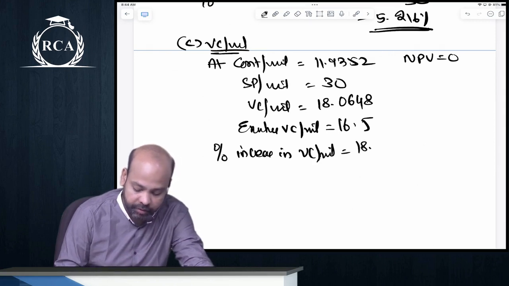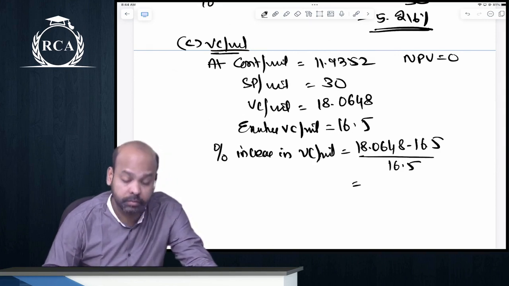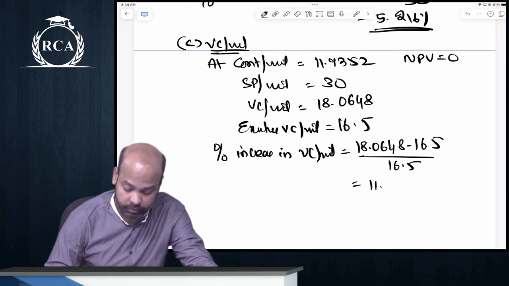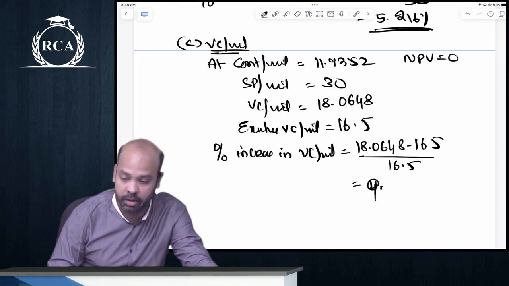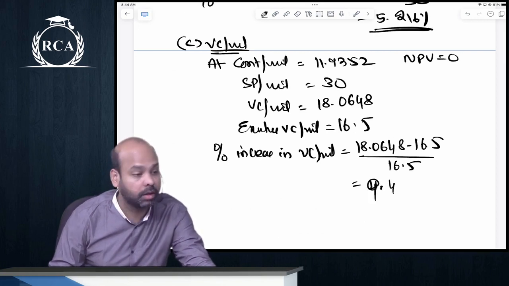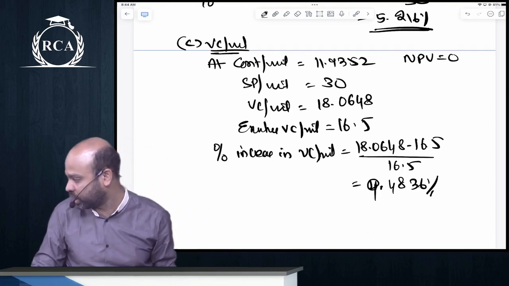So what will be the percentage increase in variable cost, beta? Percentage increase, everyone should get the same answer, beta. Minus 16.5 divided by existing 16.5. How much is that? 11.5908... 9.48. This will be your sensitivity for variable cost per unit.